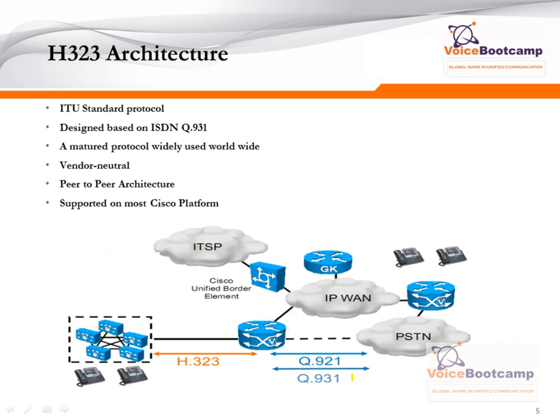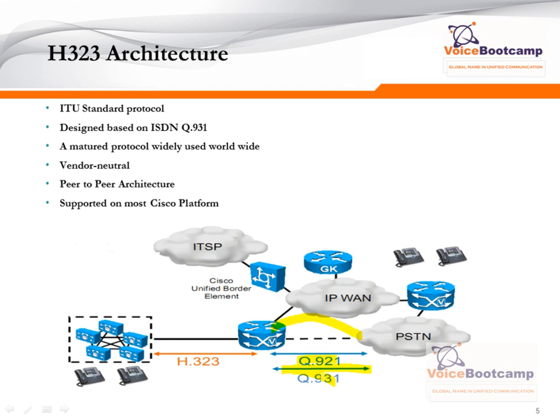Now in H323, both of these protocols, Q.921 and Q.931, will terminate into the router. What does that mean? It means that the router now has to process the messages within these two protocols. We are more concerned about Q.931 because that is the one that provides more information in terms of your called number and the caller ID.